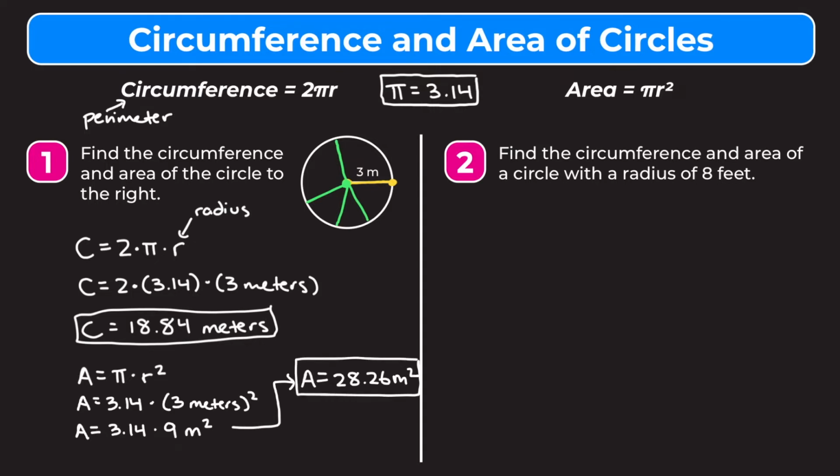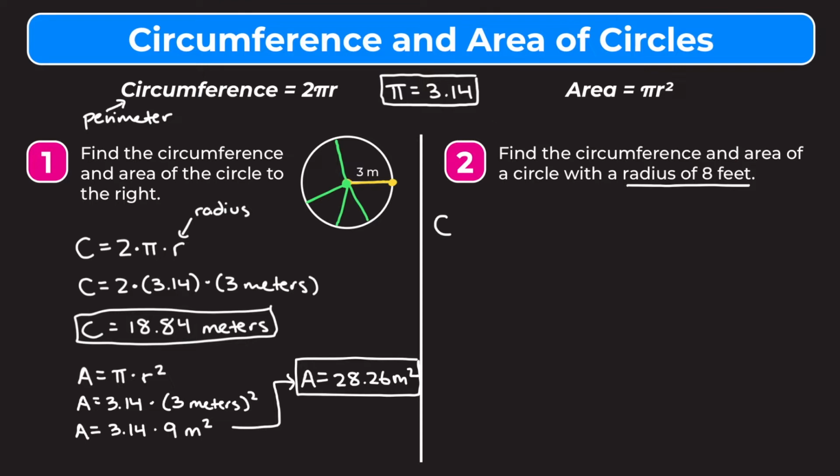So now we're going to take a look at example 2, which is similar. We just don't have a picture. It says find the circumference and area of a circle with a radius of 8 feet. So I'm just going to underline that our radius is 8 feet. And we're just going to do the same thing that we did for number 1.